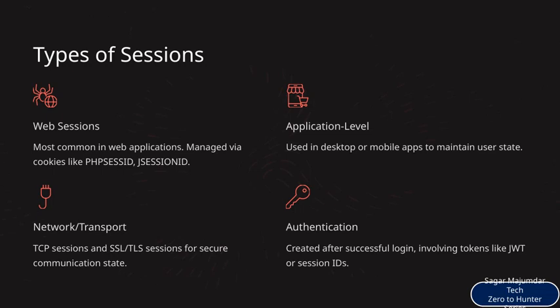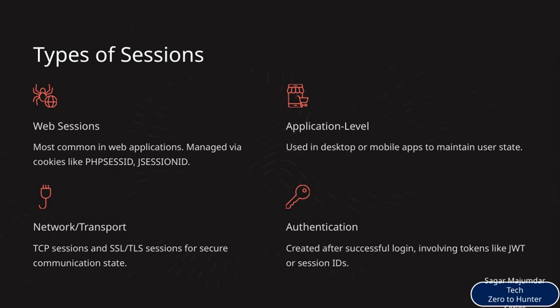Now, let's take a look at the different types of sessions that are commonly encountered in various applications. First up are web sessions, which are the most common in web applications. These sessions are managed using cookies, such as PHP-SESSID or JSESSIONID, that help the server recognize and maintain a user's state as they navigate through the website. Next, we have application-level sessions. These are typically used in desktop or mobile applications, where maintaining user state is crucial for providing a seamless experience. These sessions keep track of user activity within the app itself.